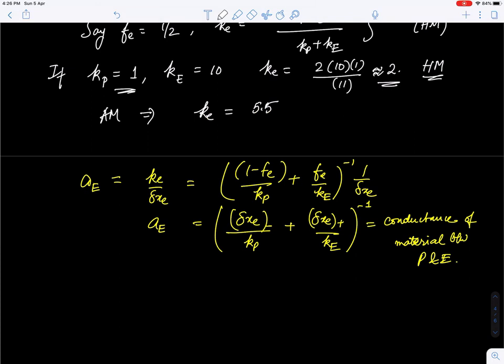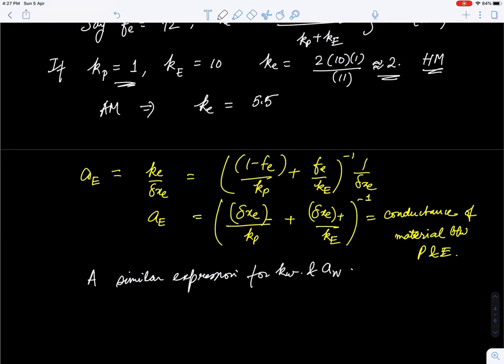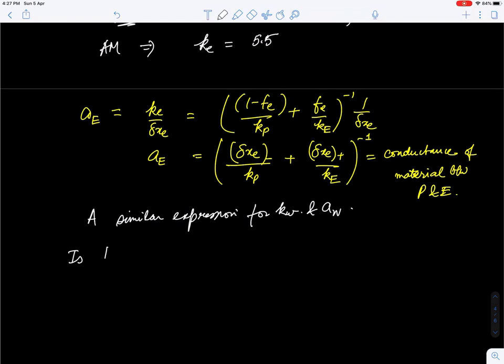Now I can also obtain a similar expression for Kw and Aw. So the point to discuss is: is this harmonic mean approach more effective? Is the harmonic mean a more effective approach?